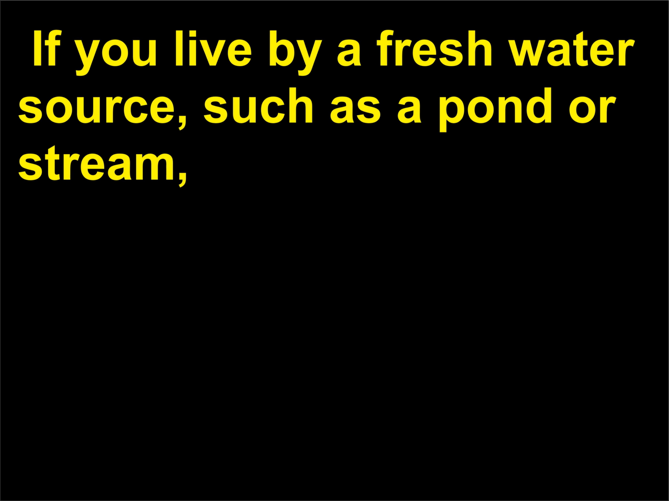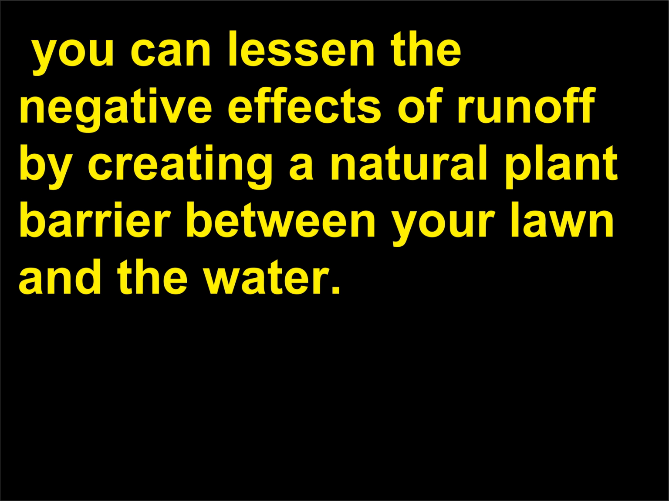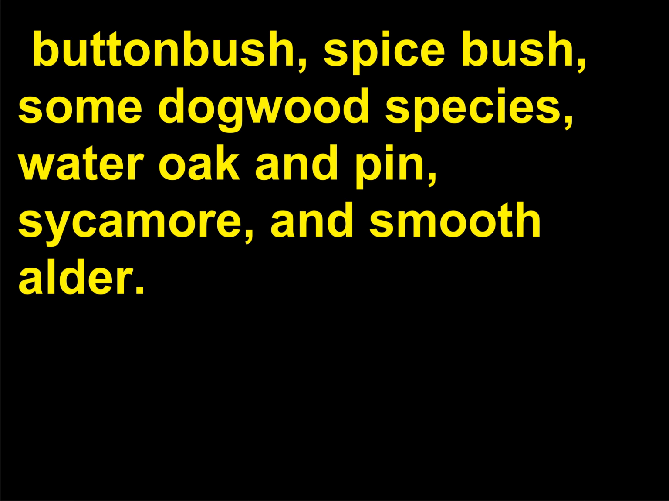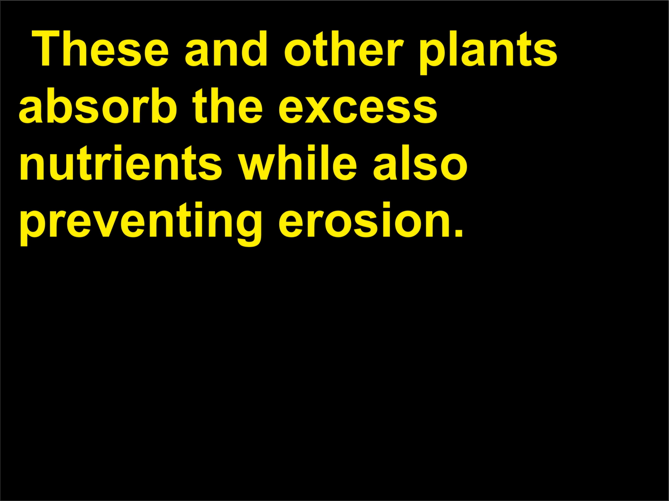If you live by a fresh water source, such as a pond or stream, you can lessen the negative effects of runoff by creating a natural plant barrier between your lawn and the water. Among the plants that make ideal buffers are willow trees, birch, green ash, red maples, buttonbush, spice bush, some dogwood species, water oak and pin oak, sycamore, and smooth alder. These and other plants absorb the excess nutrients while also preventing erosion.